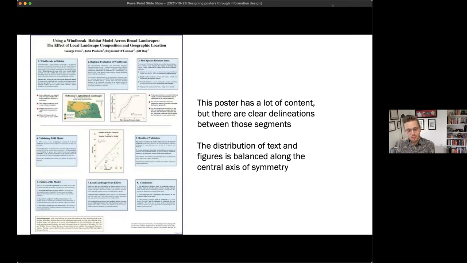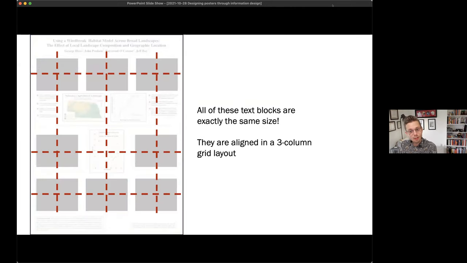Here's an example of a poster that leverages this axis of symmetry to balance the content in it. So in this poster, there's a lot of content. There's some text, there's some figures, but there's clear delineations between those segments of content. So if we were to, again, draw rectangles over the text blocks in this poster, there are two things we notice. The first thing we notice is that all of the text blocks are exactly the same size. The second thing we notice is that these text blocks are aligned to one another in this grid pattern. So we can draw straight lines between the rows and the columns of these text blocks.